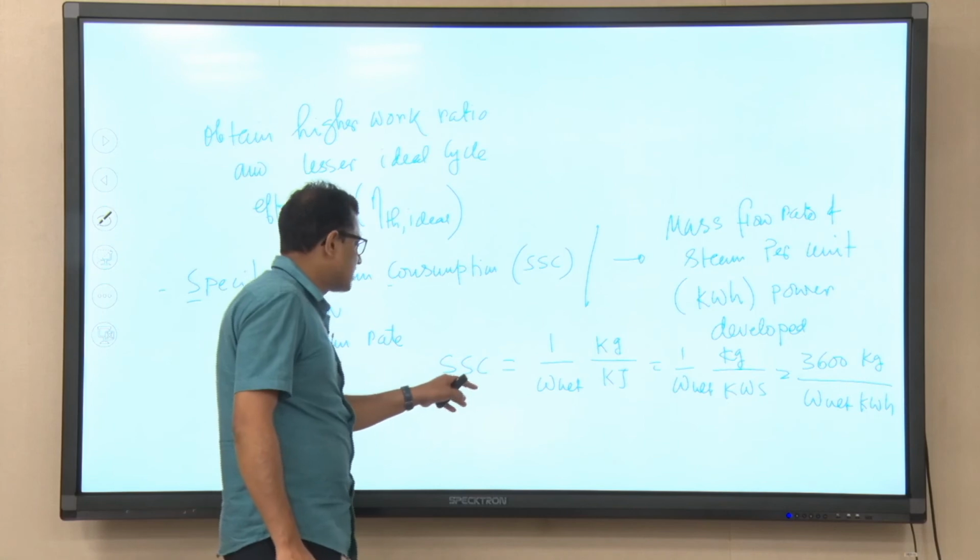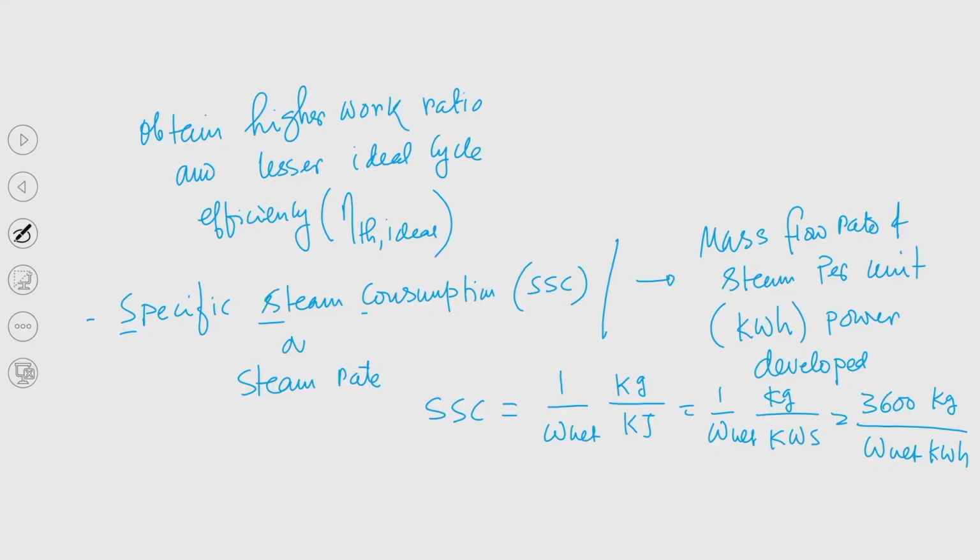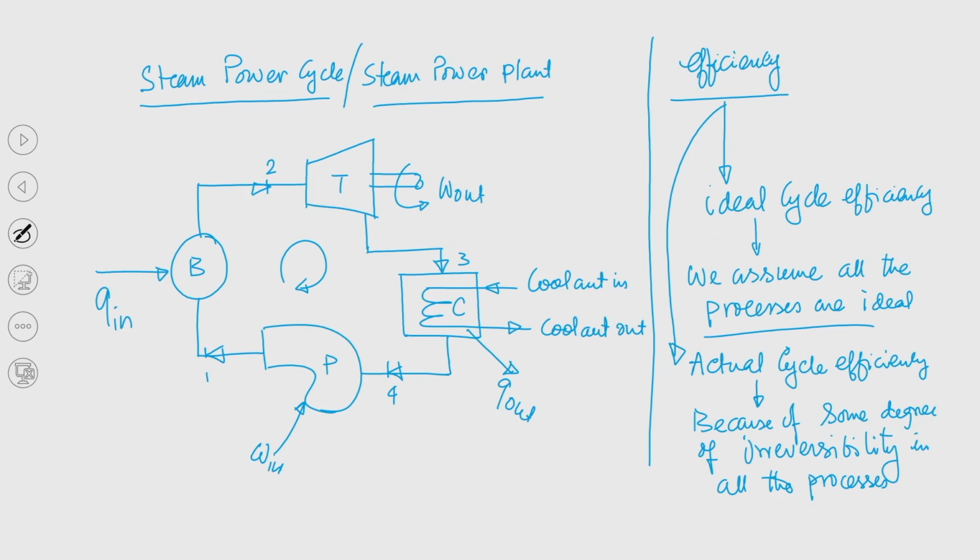So, higher the SSC, less will be W net. If W net is less, efficiency will be less. So, if you need to maintain the same efficiency, then operational cost will be high. For the bigger plant, higher the SSC, W net will be less. So, basically, if we provide the same heat input, but we would like to get the same output, thermal efficiency will be less.